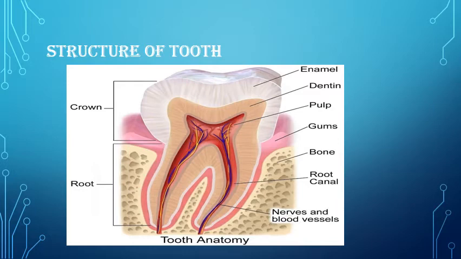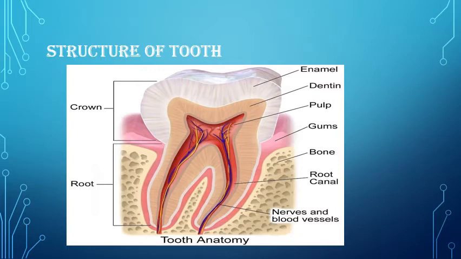Okay, it is quite hard. Not more than enamel, but quite hard. Below the enamel there is dentine which is quite hard. Next, in the center of the tooth, there is a special material called pulp. It is soft and it has blood vessels and nerves.